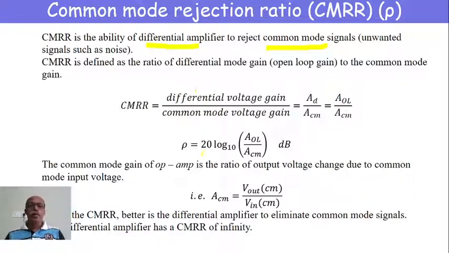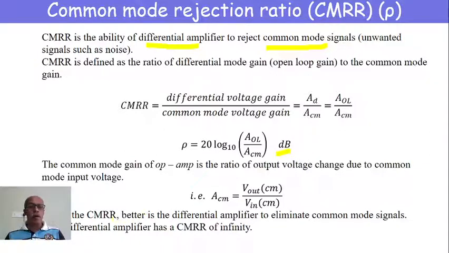Or it can be shown that CMRR, rho, is equal to 20 log AOL by ACM to base 10, and that will be in decibel. And the common mode gain of the operational amplifier, ACM, is the ratio of the output voltage to the input voltage in common mode, called the common mode voltage gain.